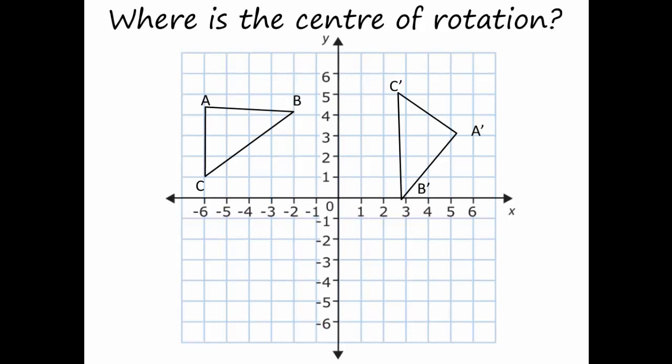Let's do an example on the Cartesian plane. Now I have two triangles on the Cartesian plane. We need to find the center of rotation for these two triangles. So first things first, we need to find two corresponding points. Let's start with point B in this example. Which point is B corresponding to? B prime. So we're going to connect a line between B and B prime.